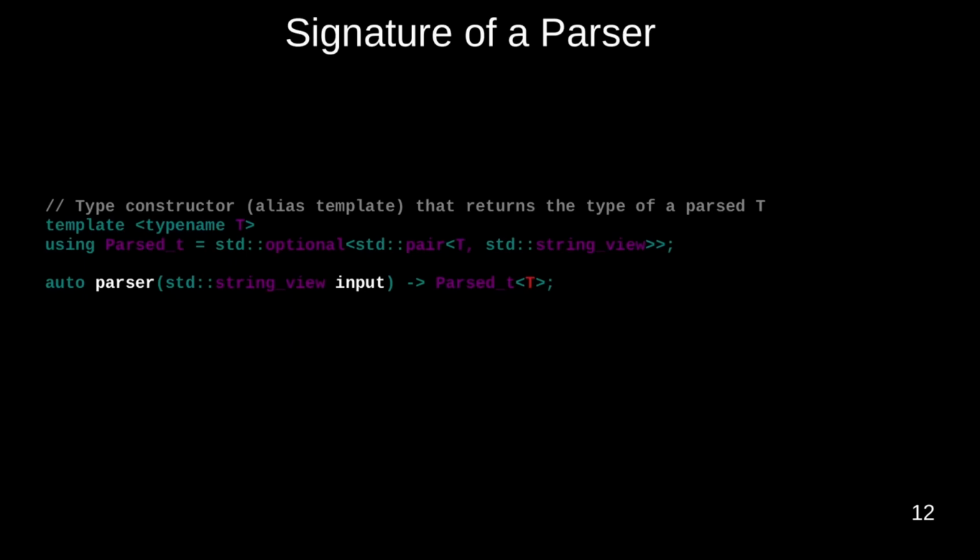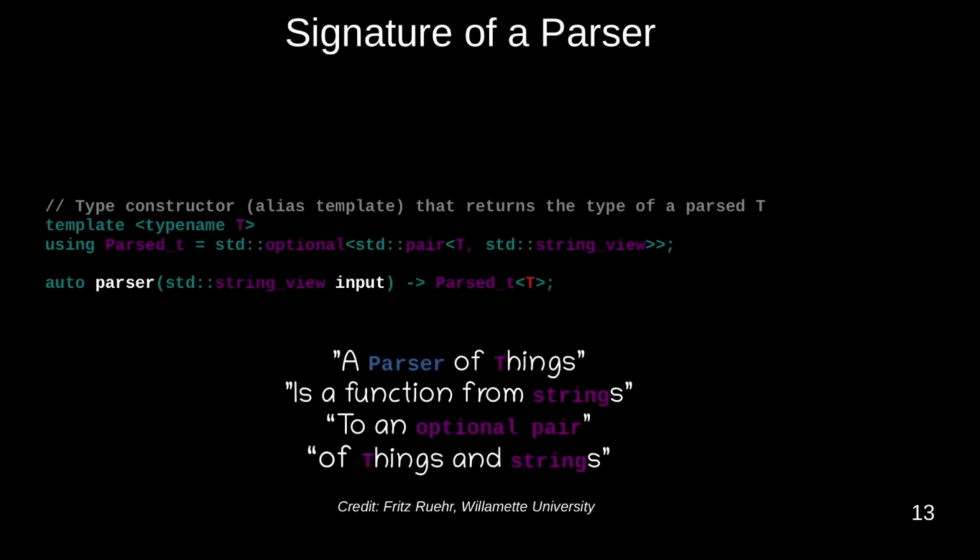But yeah, so how do you remember the function signature of a parser? Maybe you've seen this one before. It's a nice little rhyme, and it comes from the Haskell community again. A parser of things is a function from strings, or string views, to an optional pair of things and strings. That kind of gives you the essence, right? So I really like that.